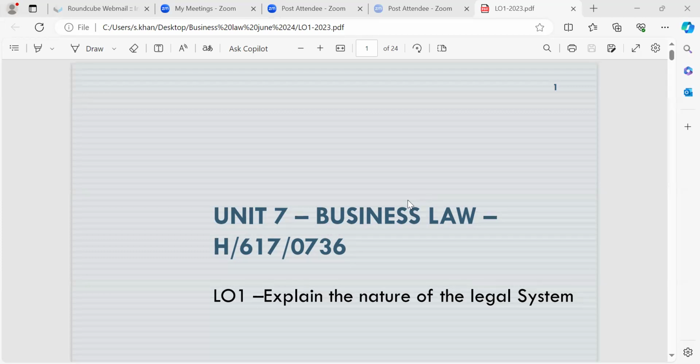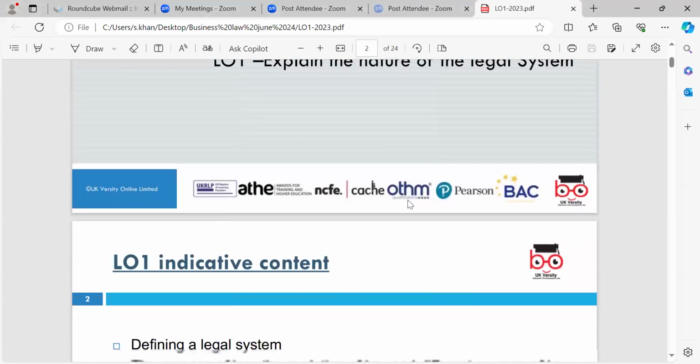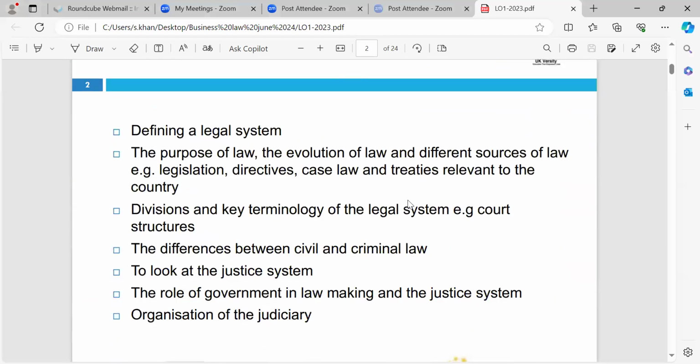So we've got 4 learning outcomes for this unit, and we'll be starting off with the first learning outcome today, which is the background and the nature of the legal system within the UK, how it works and how it's divided into different areas, jurisdictions and sections. We'll look at that today, and then go on to the other learning outcomes after. So we'll start with learning outcome 1, looking at the indicative content.